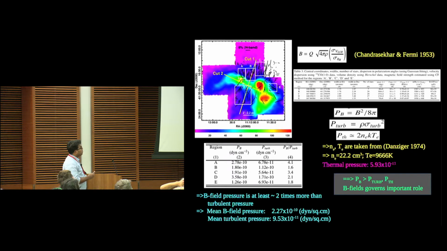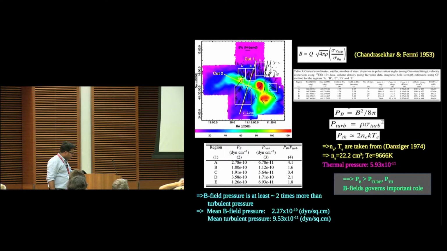This image is a CO integrated intensity image on which we plotted the polarization vectors. Since the magnetic fields do not exhibit a single component, we divided the whole region into various parts, and for each portion we estimated the magnetic field strength using the Chandrasekhar-Fermi relation, and also estimated the magnetic field pressure, thermal pressure and turbulent pressure. When we compare the magnetic field pressure with both thermal and turbulent pressure, magnetic pressure is dominating over both.